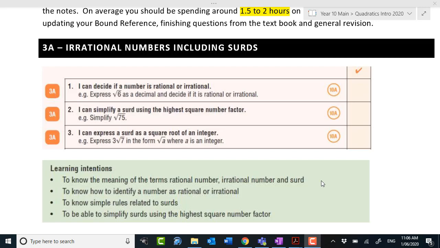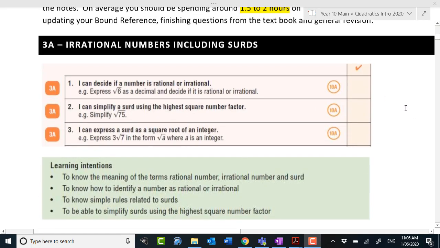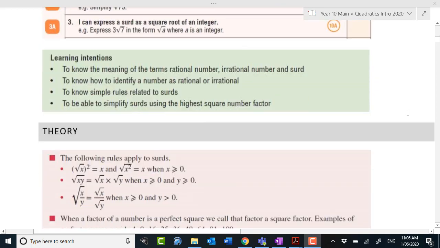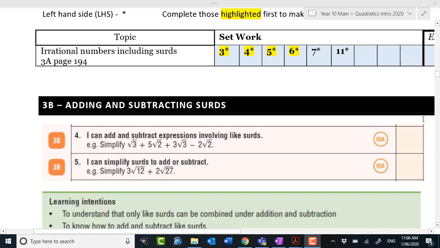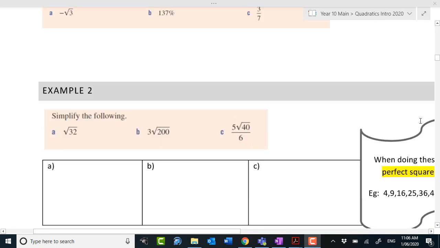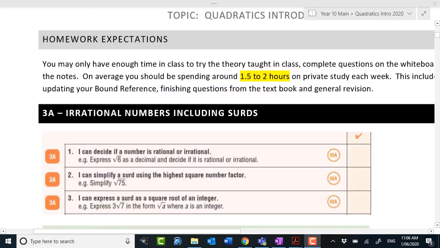Hi everyone. In today's video, I'm going to go through irrational numbers, including surds. I know that we've been dealing with these before, but we're going to be looking more at simplifying them. And finally, we're also going to go through adding and subtracting surds. So I'm going to go through a couple of exercises today.